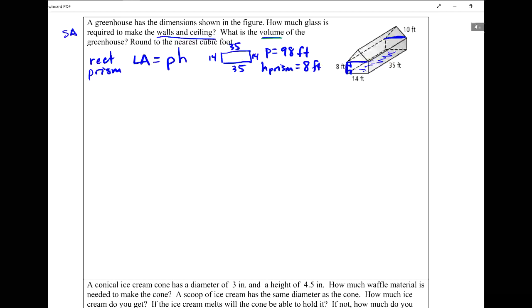All right, so we know the information we need. Perimeter is 98 times 8. So the lateral area of our rectangular prism is 784 feet squared. So that's our walls.